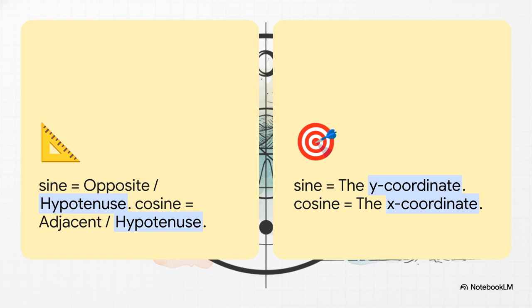See, because the radius is the hypotenuse, and its length is always just 1, those old SOHCAHTOA definitions just kind of collapse. Sine, which used to be opposite over hypotenuse, just becomes the opposite side, which is just the y-coordinate, and cosine becomes the adjacent side, the x-coordinate. We've gone from dealing with these clunky ratios to just simple coordinates.